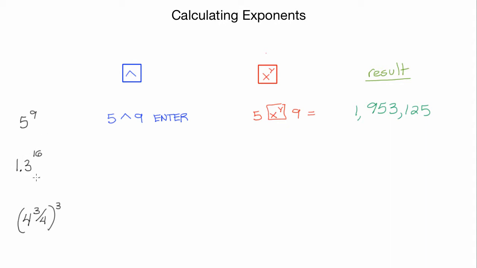So the next one down the list, we've got 1.3 to the 16th power. So we got a decimal here. I type in 1.3 caret to the 16th. Now using the caret button, it would look like 1.3. I would type that in first. Then I would hit my caret button. Then I would type in 16, and then I would hit enter.